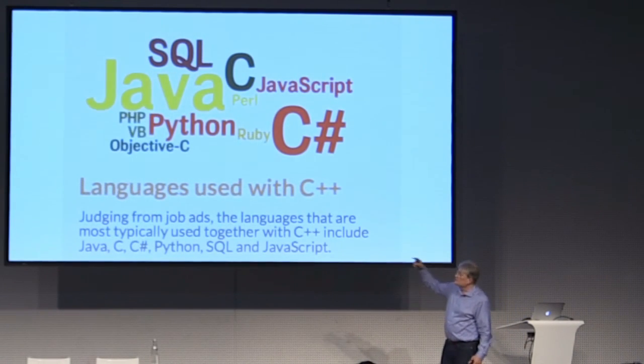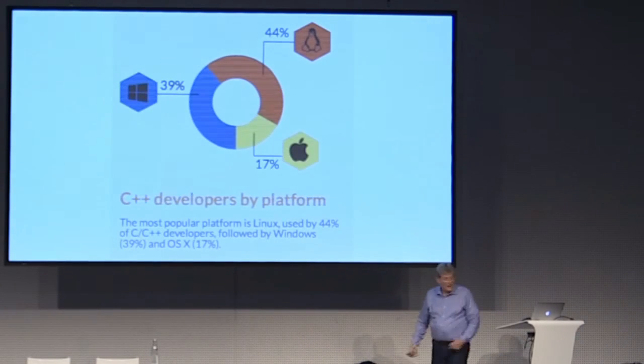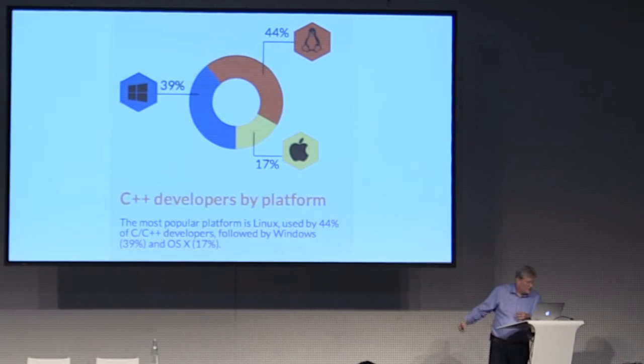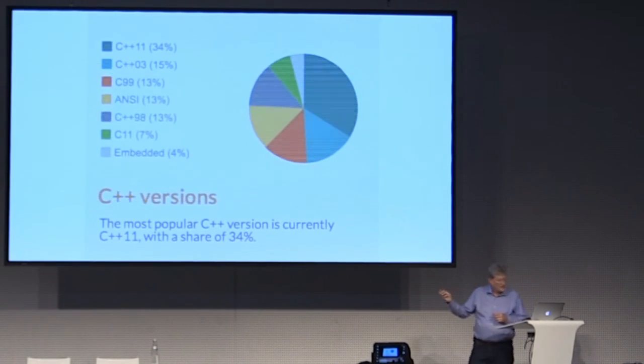These are the words that appear in C++ wanted ads. These are the other things they mention. So, oh my, that's just depressing. This probably wasn't much of a surprise either. This is kind of broken down by platform. I thought this was a little bit interesting.